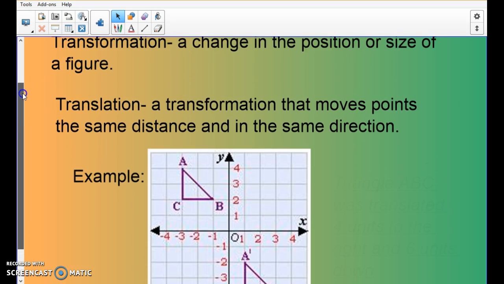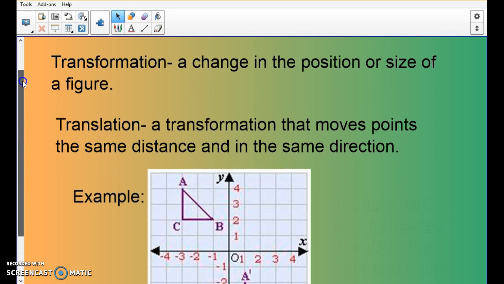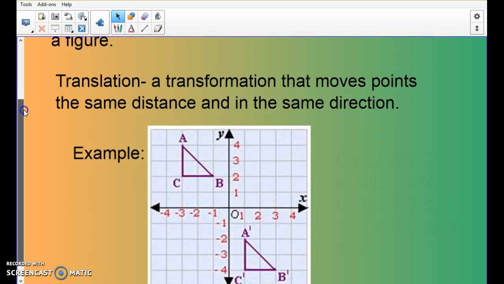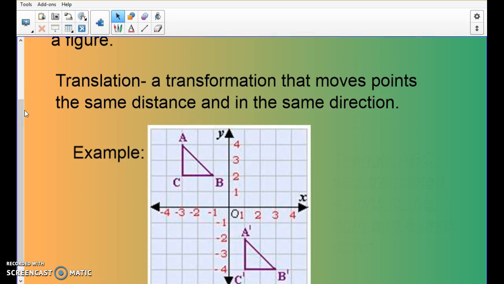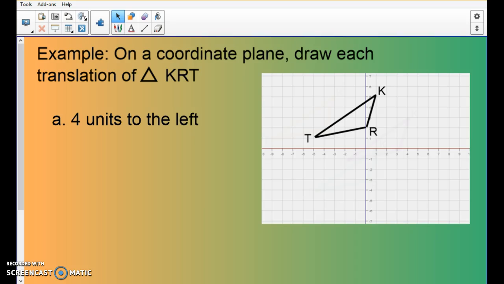Alright, so we're doing two things today. We're going to do transformations and translation. Okay, and we're just going to either draw or say how the graph changed. So for example, this one says move it 4 units to the left. So now I'm going to move all of these 4 units to the left.